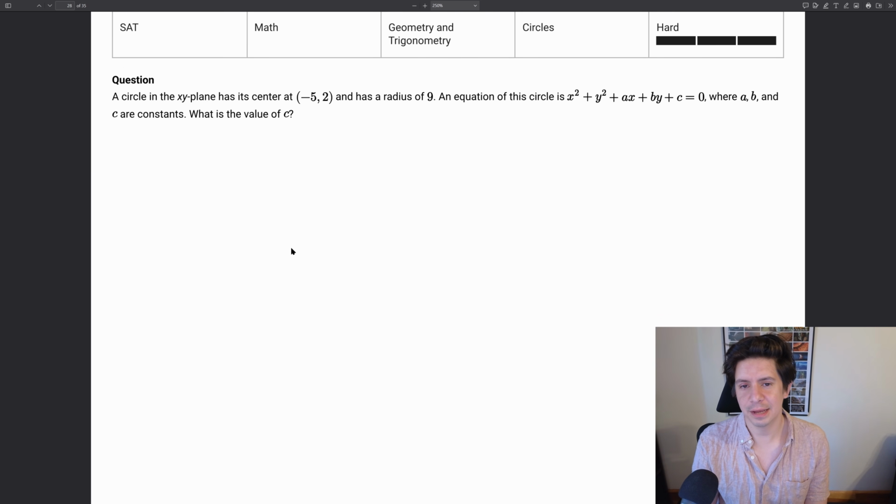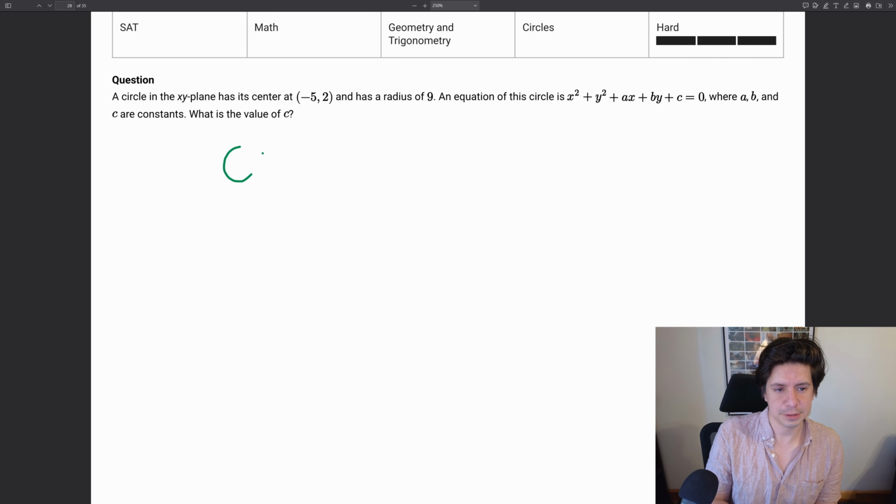And then here, a circle in the xy plane has a center of (-5, 2) and has a radius of 9. An equation of this circle is x squared plus y squared plus ax plus by plus c equals 0, where a, b, and c are constants. What is the value of c? Okay, this one's tricky. You're going to have to write it in the standard form first.